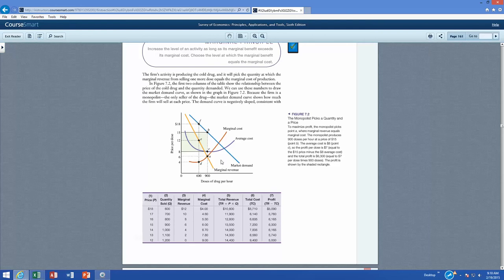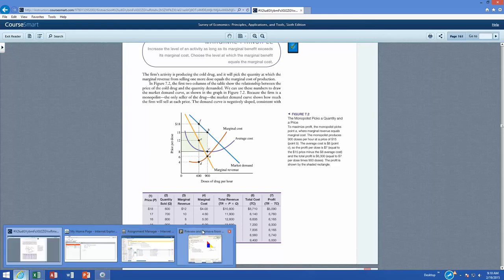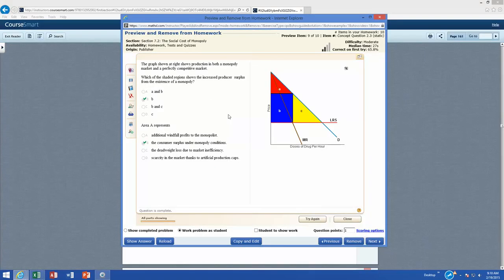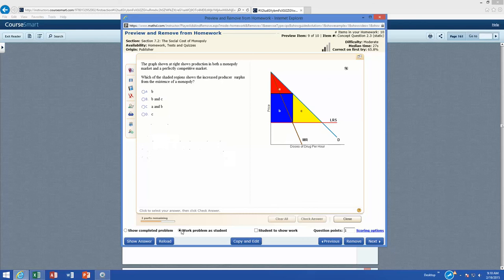All right, I want to take a quick look at my econ lab. There's a tricky question. It looks like this. And again, they try to be a little too tricky on this one. Let me work this problem. I already have it done. Work this problem as a student.